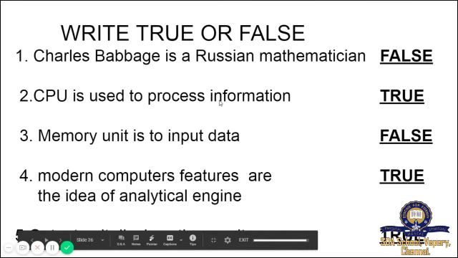CPU is used to process information. Is it true? Yes, only the CPU has all the processing units like ALU, control unit and memory unit. So only with these units can data be processed. So the CPU is the right answer, and you should write true here.